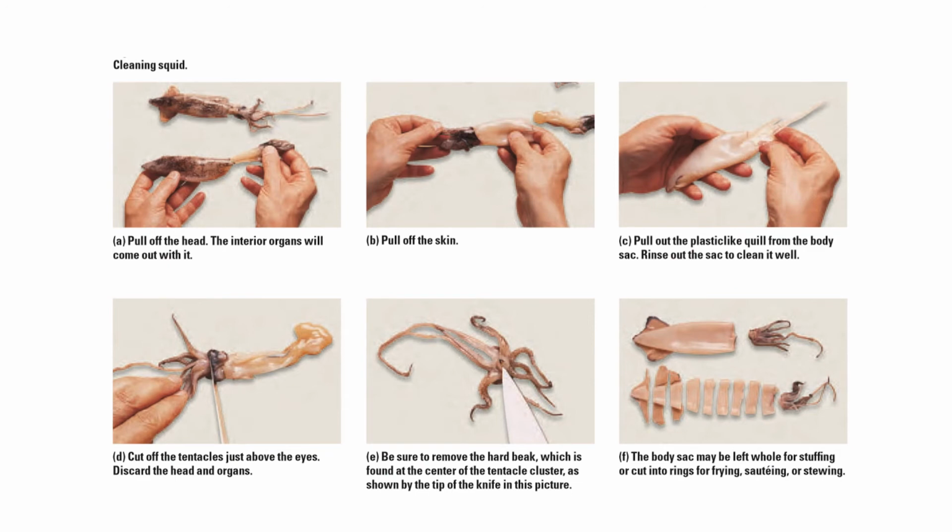And this is how you clean a squid. You have to first pull out the head. The interior organs will come out along with it. Once you pull the head, what is inside comes along with it, and you peel off the skin. Then you pull the plastic-like quill, that's the pen that was being talked about, from the body, and rinse out the sac to clean it well. The whole thing that remains is a sac, or the tube, which is cleaned out well.